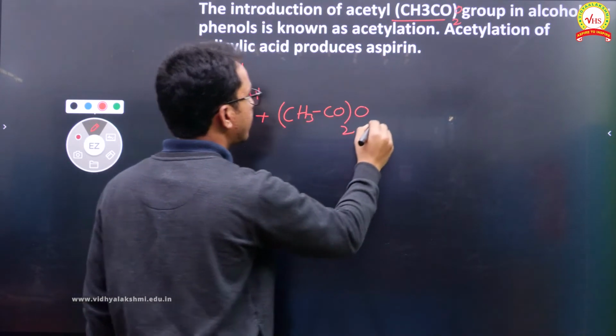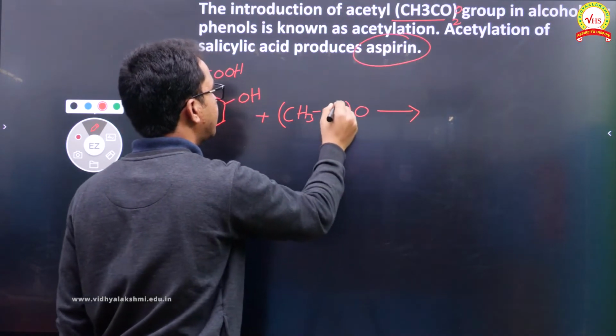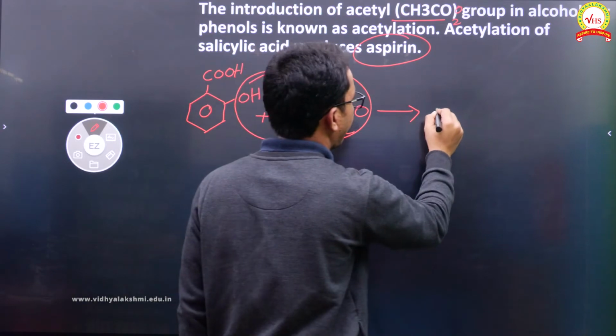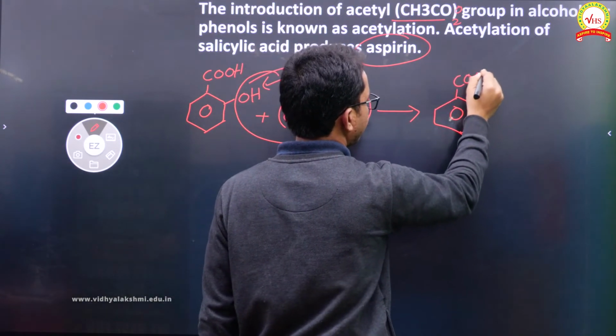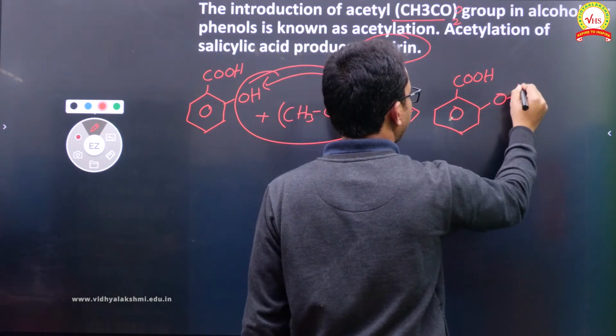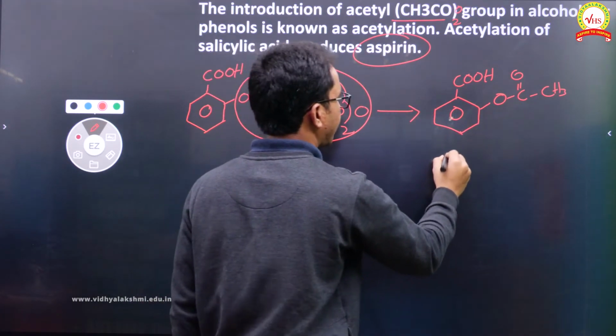O gives what? It gives aspirin. What is the formula of aspirin? This particular ester formation takes place with the OH group. That is nothing but aspirin. Let me take COOH, and here we have O, C double bond O, CH3. This is nothing but aspirin.